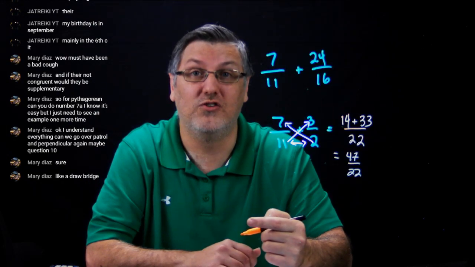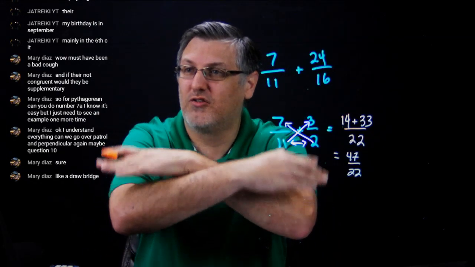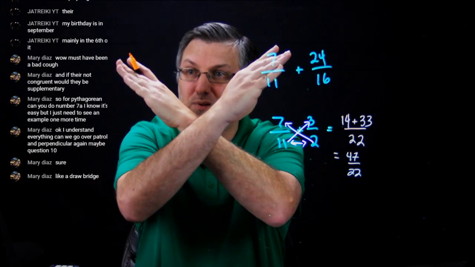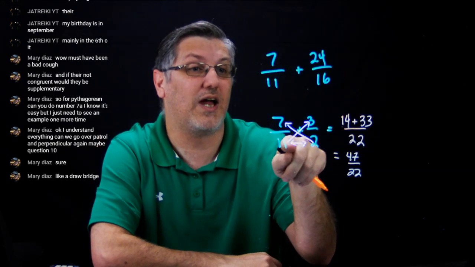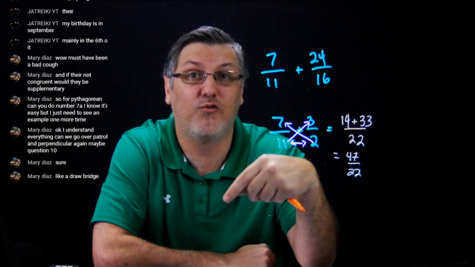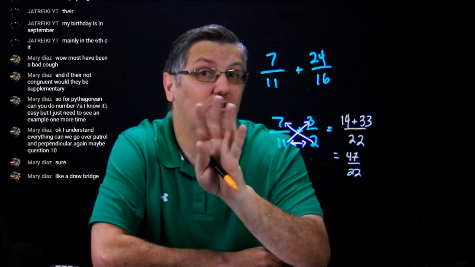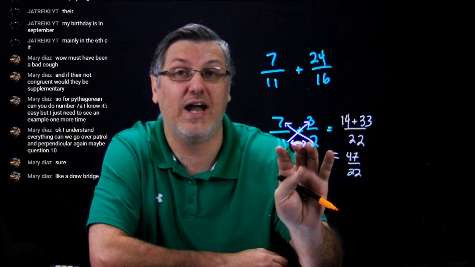Yeah, it's kind of like a drawbridge. I never thought of it that way, like a drawbridge. Here's your bridge here, and then it goes up like this. And that's always going to work out when you add and subtract fractions with different denominators. You don't do this with multiplying and dividing. You always do this when you add and subtract.